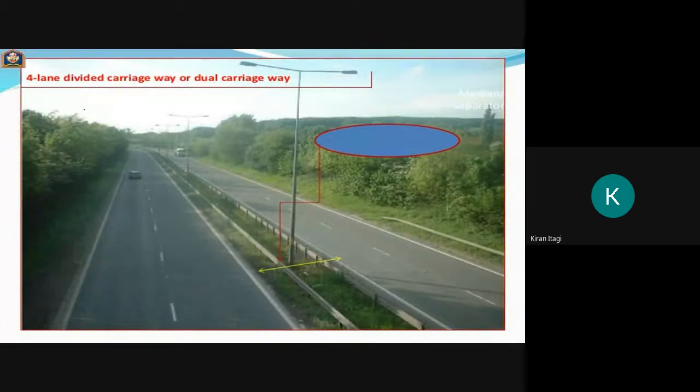Here we can see an example of a four lane divided carriageway or a dual carriageway. Here you can see this is the first lane, second lane, third lane, and the fourth lane. How many carriageways are there? One carriageway and the second carriageway. And this one is nothing but the divider, which separates the two carriageways. A divider is nothing but what divides the two carriageways.